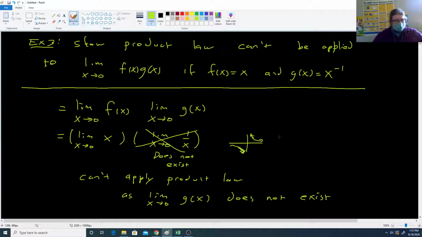And even if they both went to positive infinity, we want to remember that we said infinity is not a true limit. It gives a description, but it's not actually a number. So we would still have problems trying to apply the product law if this was still trailing off towards infinity. So that's all we need to do to show that you can't apply the product law for that one.